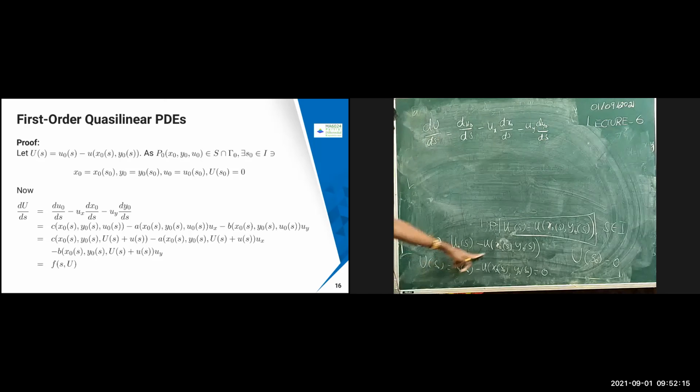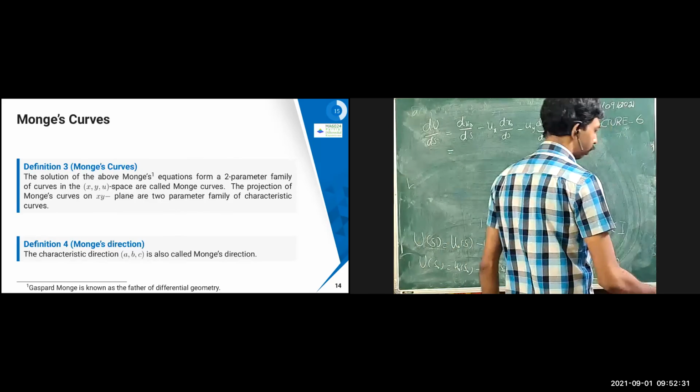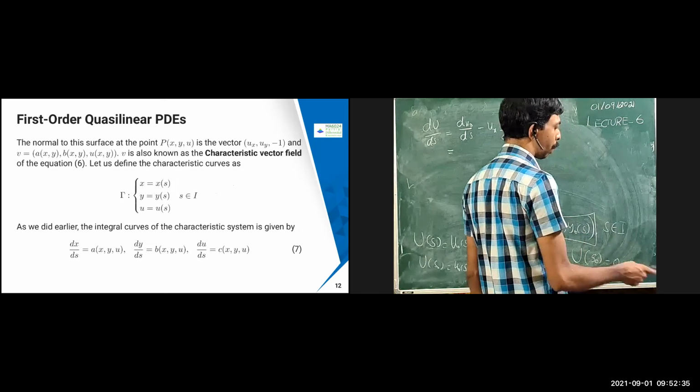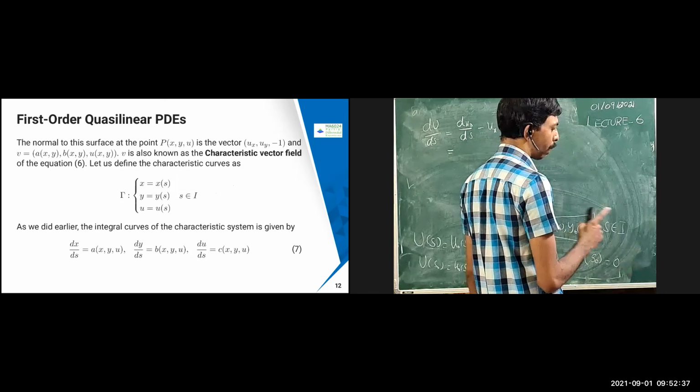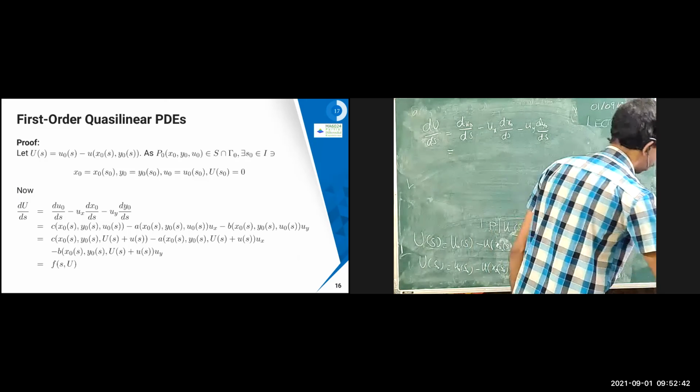Okay, so I take the derivatives here with respect to s. Therefore you are going to get u_x dx_0/ds, u_y dy_0/ds. What is this? From the previous one, du/ds is nothing but c(x,y,u), dy/ds is nothing but b(x,y,u), dx/ds is a(x,y,u). So that's what I'm going to substitute over here.